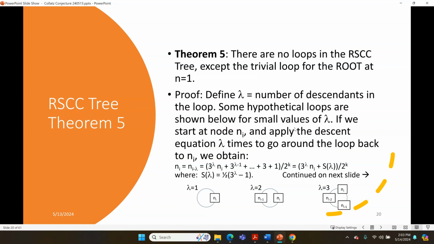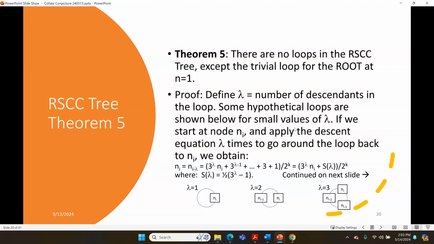Theorem 5 is that there are no loops in the reverse simplified Collatz conjecture tree except the trivial loop for the root at n equal 1. This proof is a little bit more complex. We define the number of elements, or numbers, in the loop as lambda. So we've shown here at the bottom a couple of possible loops for lambda equal 1, lambda equal 2, and lambda equal 3.